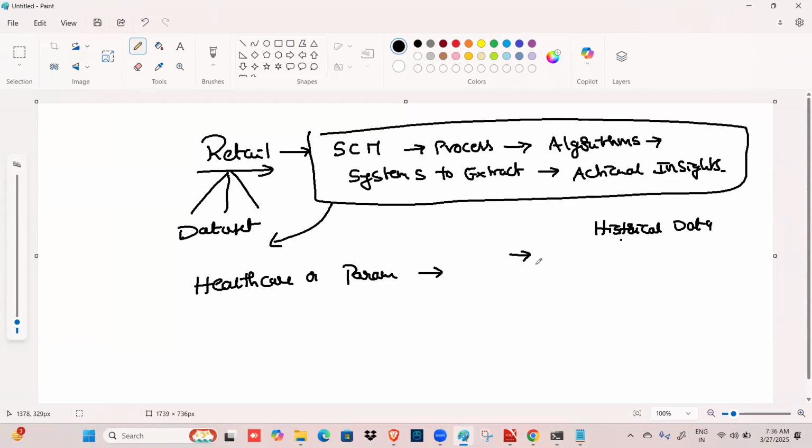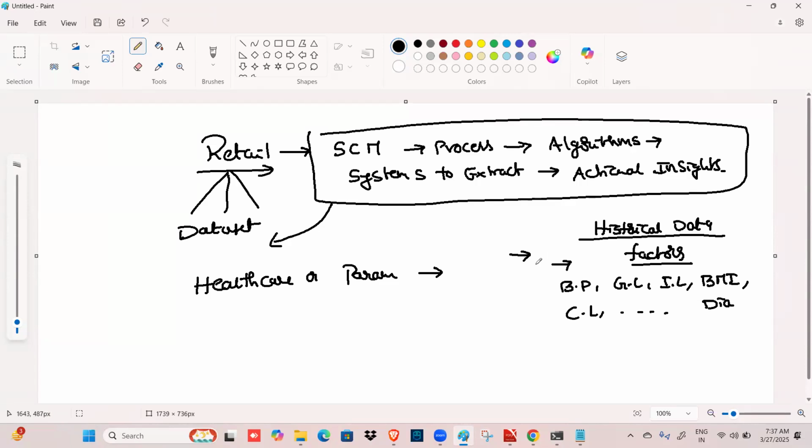So the data already has patients' information with different factors like blood pressure, glucose level, insulin level, body mass index, and also cholesterol level, and so on. After that, finally, diabetes: whether the patient has diabetes or not. So we are going to take this historical data, use it for our models, and build those models.